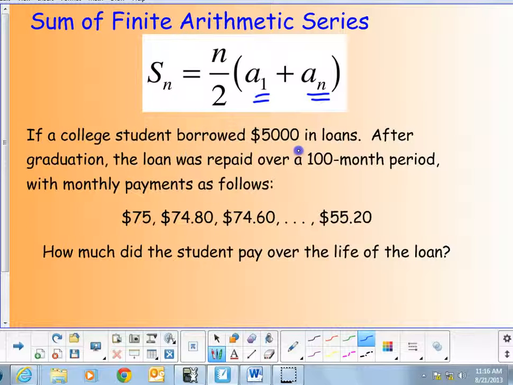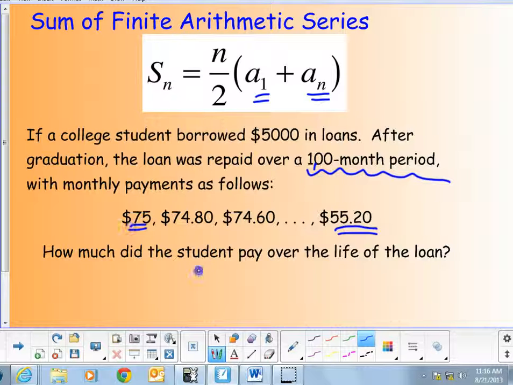If a college student borrowed $5,000 in loans, after graduation, the loan was repaid over a 100-month period. So how many payments did they make? 100. With monthly payments of 75, 74, 80, 74, 60, and so on, how much did the student pay? Well, do we know the first and last term? It ends here.